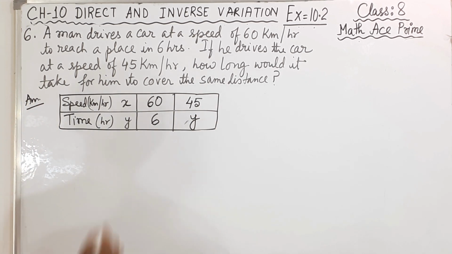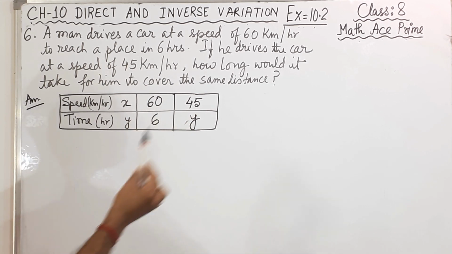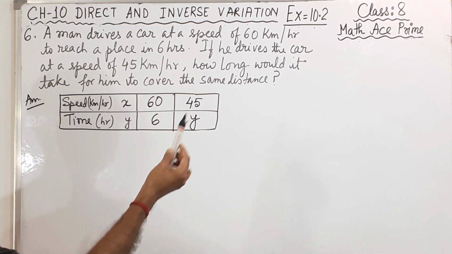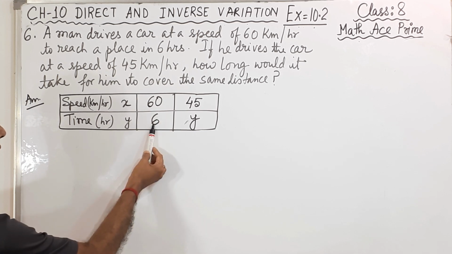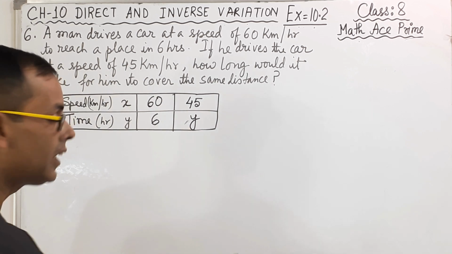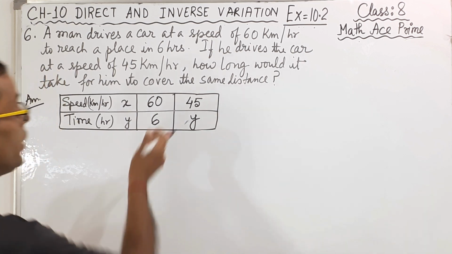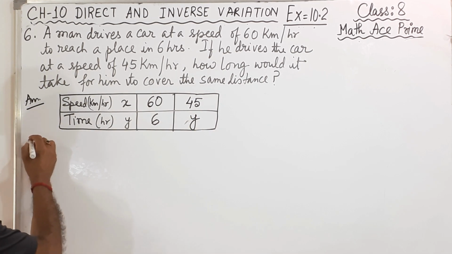Clear? Now you see speed is decreasing, okay. So when speed decreases time will be taken more. पहले 60 किलोमीटर पर आवर स्पीड था, टाइम 6 घंटा, अभी स्पीड कम हो गया मगर तो टाइम ज्यादा लगेगा, ठीक है. कम स्पीड मतलब ज्यादा टाइम. So it is what? It is inversely related. So what we will write?